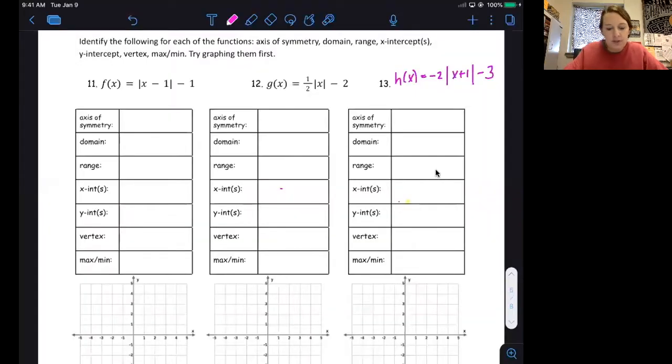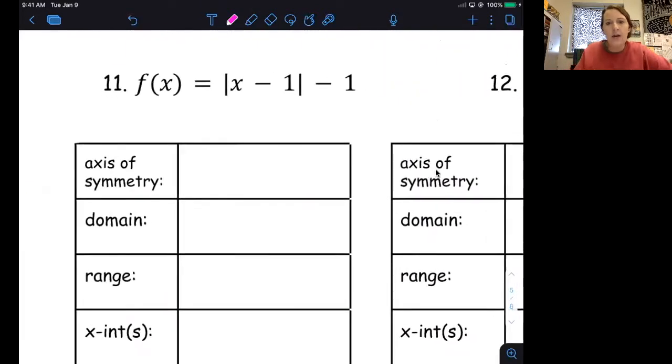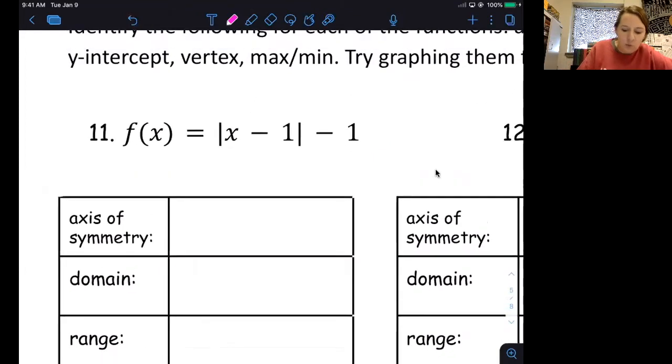So now that we know where our transformations are in the equation, we can graph the absolute value function without actually plugging in all of our values and creating a table of our x and y coordinates. So let's look at number 11. I know based on the transformations from last class that the x minus 1 is going to shift right 1, because remember this goes opposite what we think.